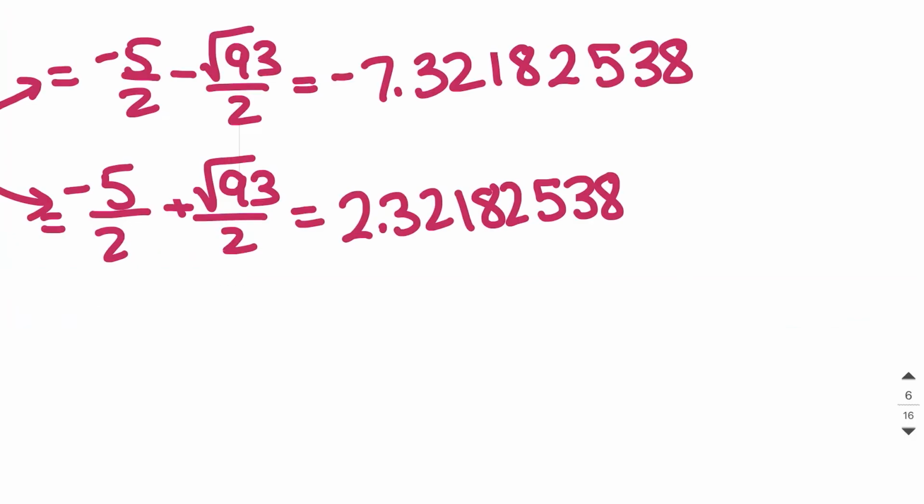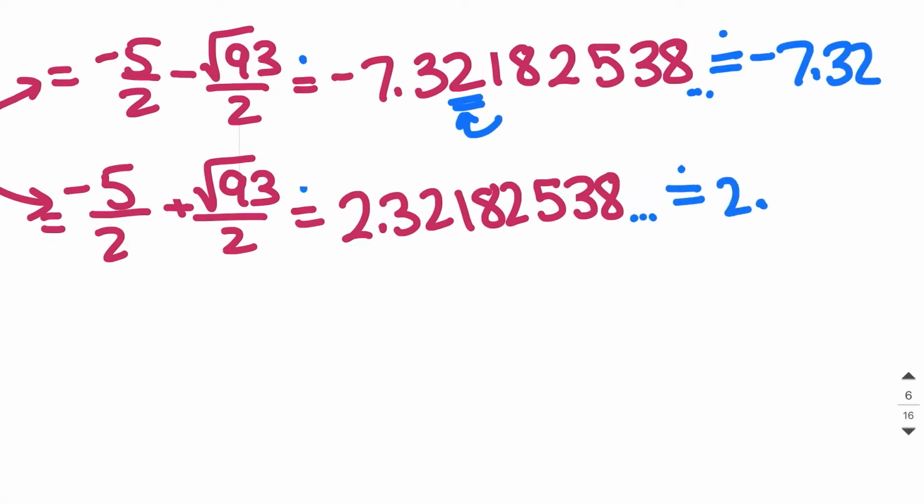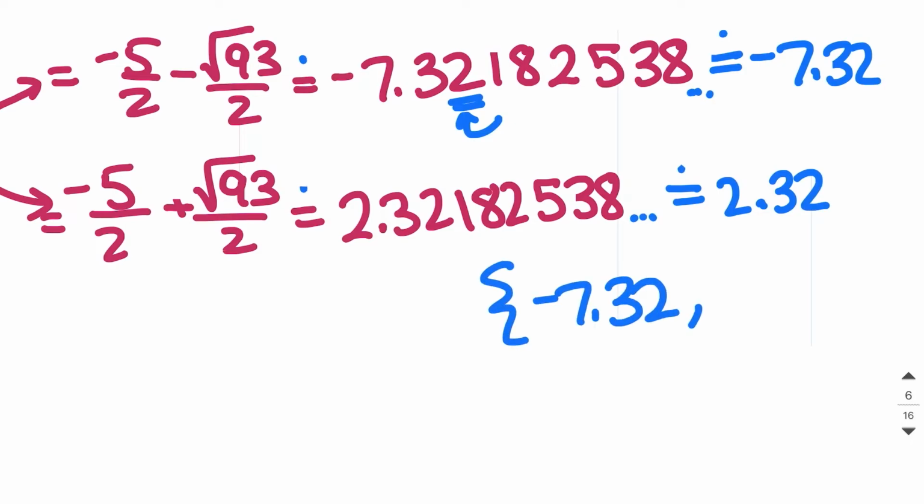And because I have to round to the nearest hundredth, I'm going to look at this number right here and see that there's a 1 that comes after it. So I'm going to say that this is approximately, and even these were approximate as well, because this goes on forever right here, negative 7.32. And this is approximately 2.32. So my two solutions are negative 7.32 and 2.32.